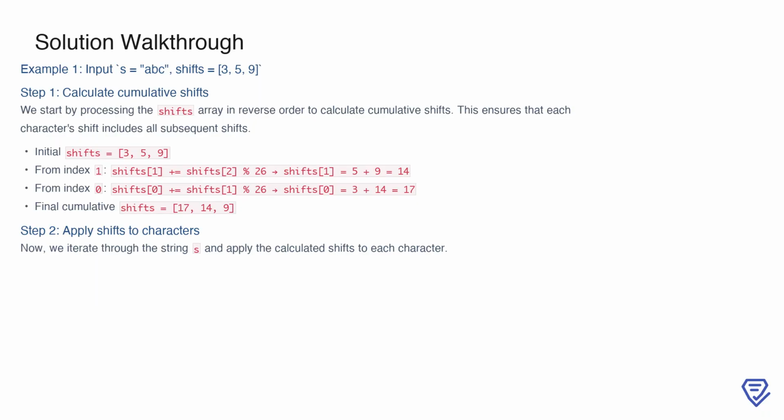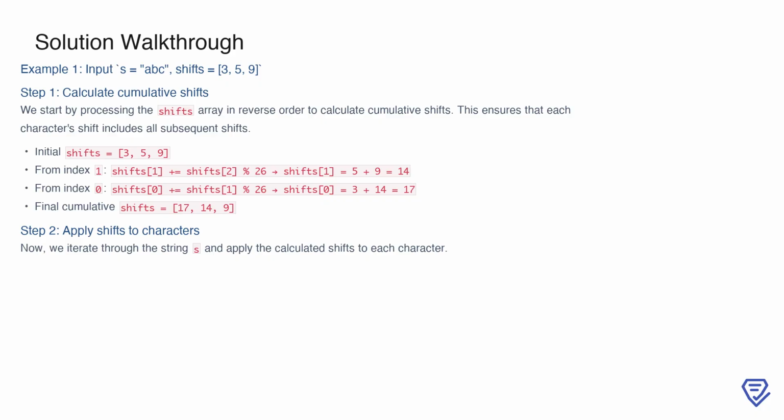Let's begin with the first example where the input string is ABC and the shifts array is 3, 5, 9. The goal is to shift each character in the string based on the corresponding value in the shifts array, but with a cumulative effect. To do this, we first calculate cumulative shifts by processing the shifts array in reverse order.